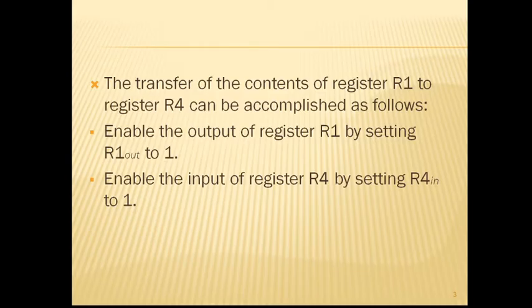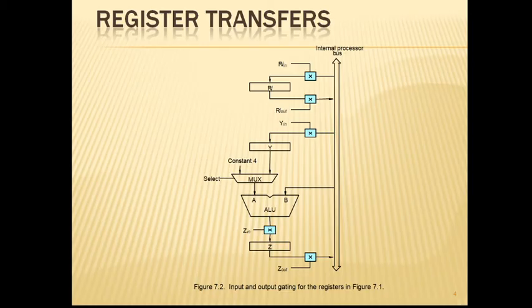Next, we should also enable the input of register R4 by setting R4 in to 1, because R4 has to accept the data now. So R4 in has to be set to 1. This loads the data from the processor bus into register R4. So using these two steps I can transfer the data from register R1 to register R4.